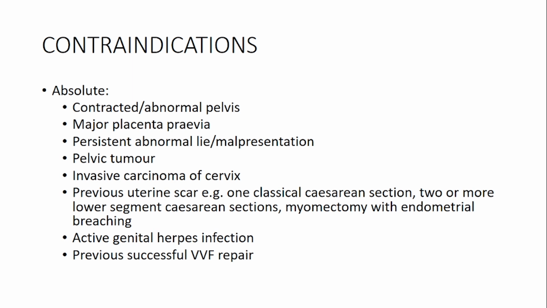Where a classical cesarean section has been done previously, or where two or more lower segment cesarean sections have been done, or myomectomy with breached endometrium, it can lead to rupture of the uterus with a lot of consequences. Then, with active genital herpes infection or previously successful vesicovaginal fistula repair, the repair could break down, and the woman can begin to have a repeat VVF, with a lot of problems.